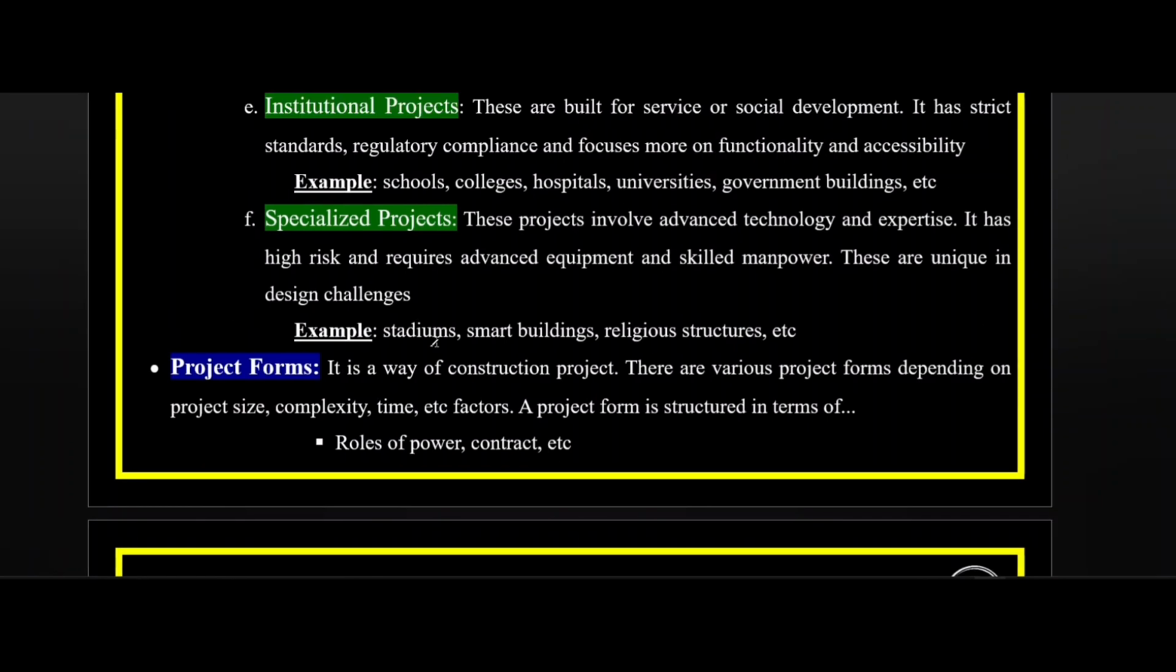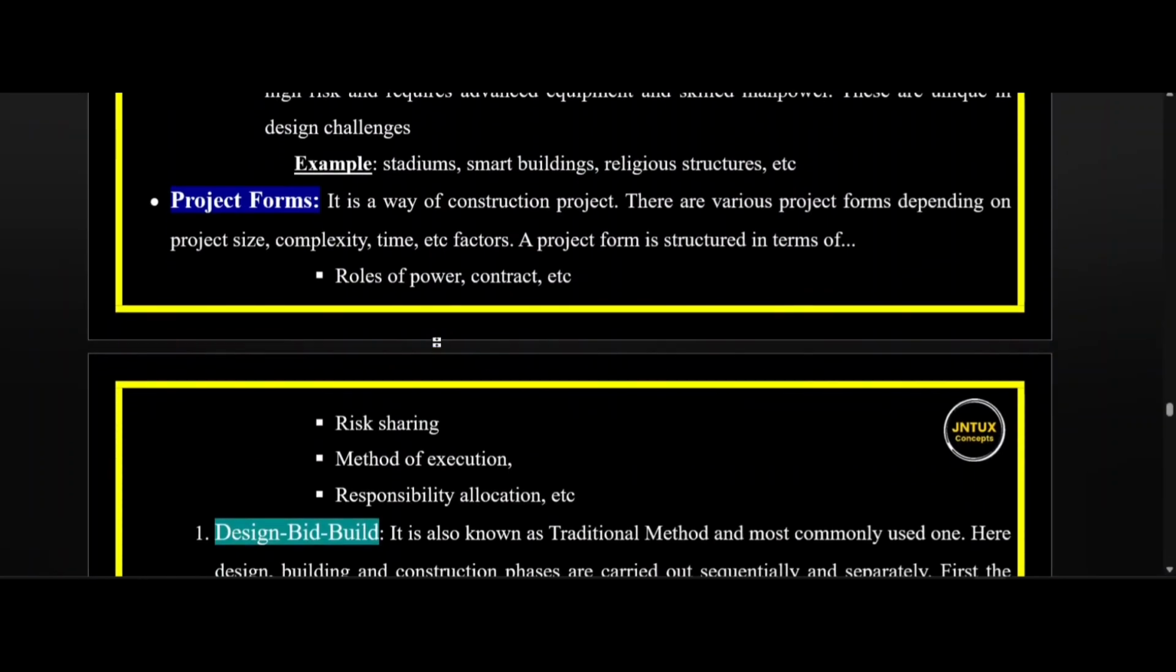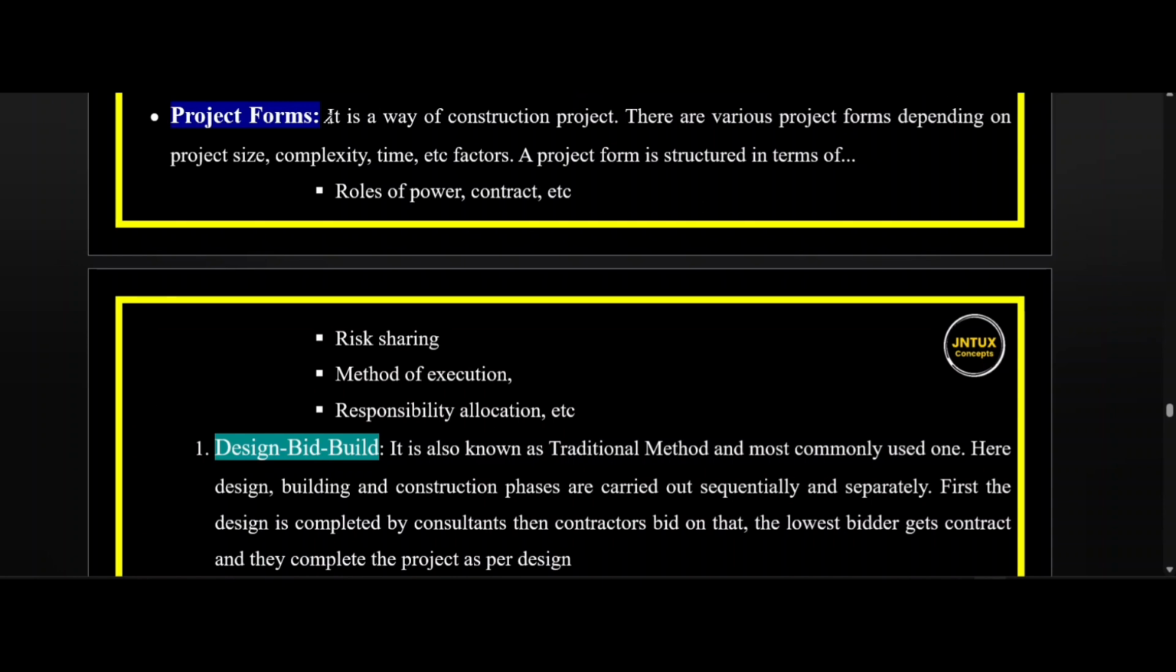So now let's get into our main topic, that is project forms. A project form is a way of organizing a construction project. There are various project forms depending on the project size, complexity, etc. factors. A project form is structured in terms of roles of power, contract, risk sharing, method of execution, responsibility allocation, etc. between the owner of the project and the contractor. There are various types, but we will be discussing the key or the important project forms.